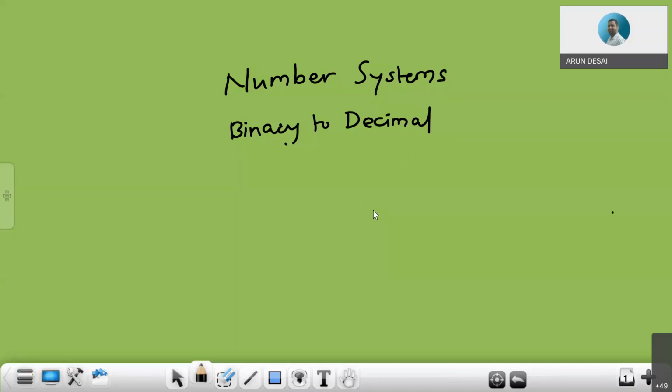Yes, multiply by 2. So convert this to decimal. Yes, this is the binary number. You need to convert it to decimal. Try out this.